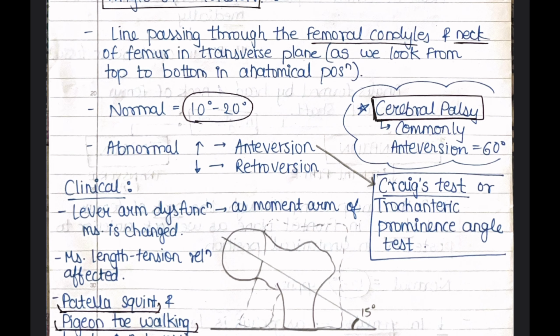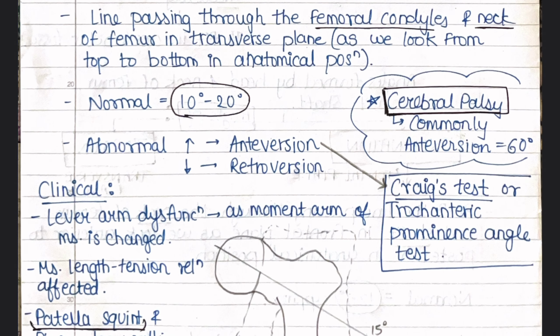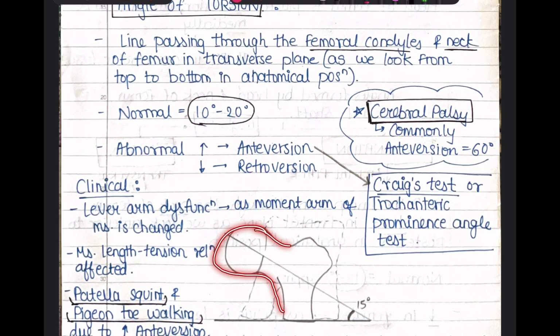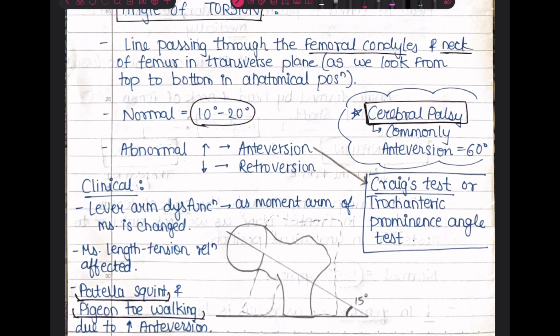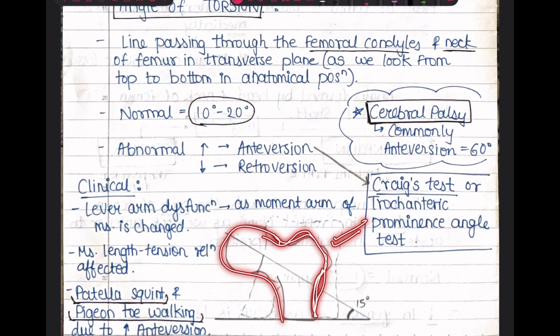Then the clinical significance: lever arm dysfunction, as the moment arm of the muscle is changed. As the orientation of the joint is changed, common sense says the moment arm is also changing, since the muscles are attached on the bone. So if this orientation is changed, the moment arm of the muscle will also change, and there will be lever arm dysfunction. Regarding the lever, you will learn it in biomechanics or kinesiology in first year.